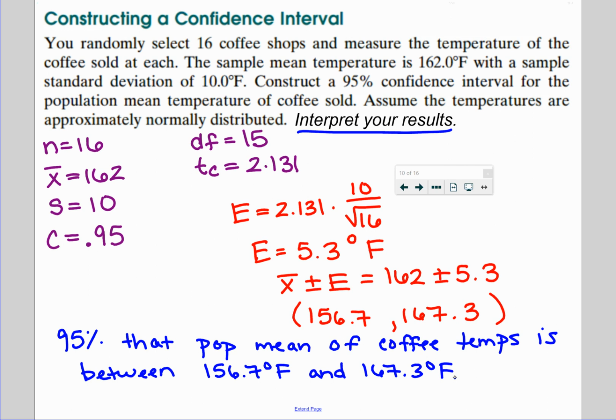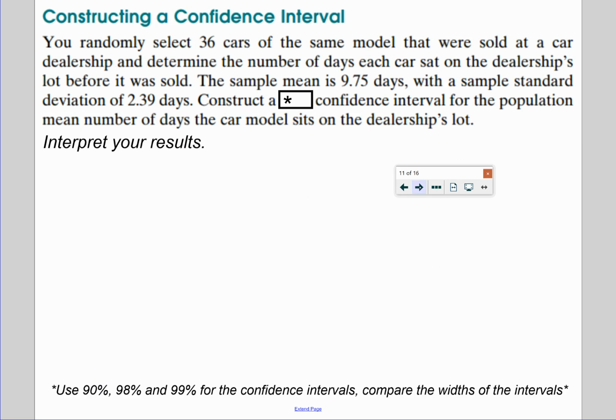All right, on the back, you guys are going to try this next one. Now, in this next one, it doesn't say what the confidence interval is because we're going to do it 3 different ways here. At the bottom, we're going to use a 90, a 98, and a 99% confidence interval.